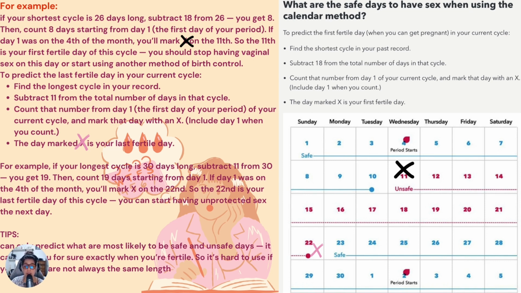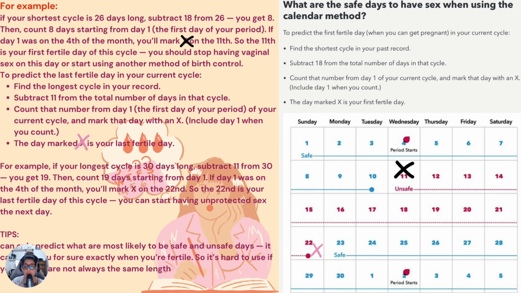April 1st, April Fools. You're safe. You got your period on the 4th. So then you wait 8 days, so 4, 5, 6, 7, 8, 9, 10th. That's 8 days. On the 11th, it's no longer safe, right? So then you wait until the 22nd.